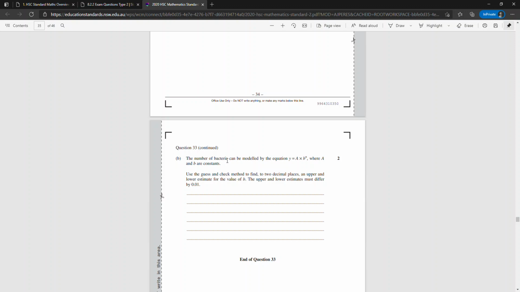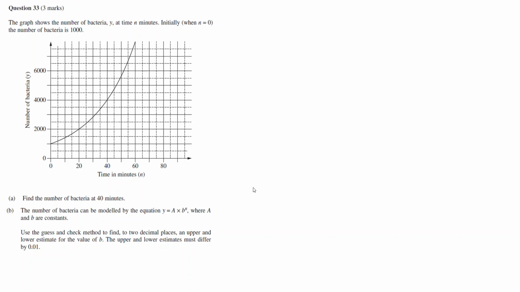Then the next part is a bit interesting. What it's saying is that this is the equation with which you can model the bacteria growth, and it's asking you to use the guess and check method to find the upper and lower estimate for the value of B. Let's take this out first. Here, you're not even given A, but what is implied, if you know the properties of exponential equations well, is that the starting point is the value of A. So this A would be 1000. So the equation actually is y equals 1000 times b to the power of n. You already know this. n would be the time in minutes.